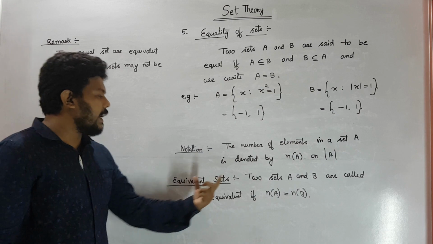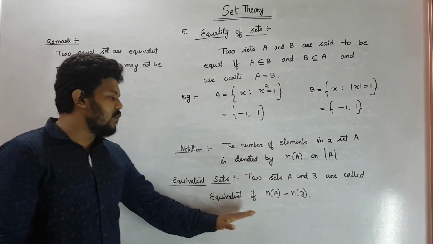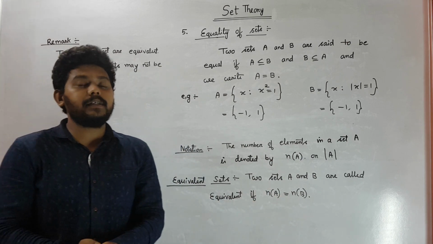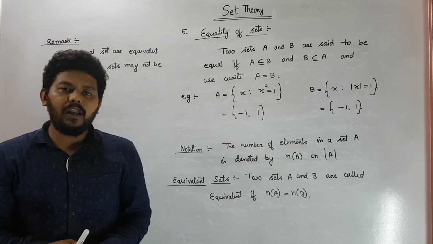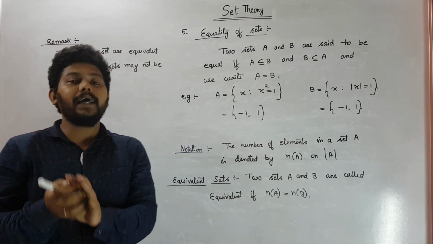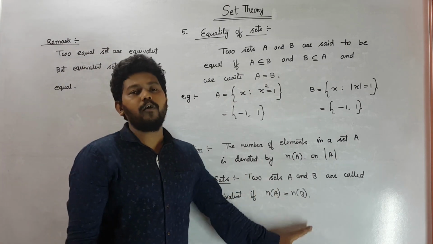Now, equivalent sets. Two sets capital A and capital B are called equivalent if n of A is equal to n of B. That is, two sets A and B may be equal, may not be equal. They are said to be equivalent if they are comprised of an equal number of elements, that is, n of A is equal to n of B.